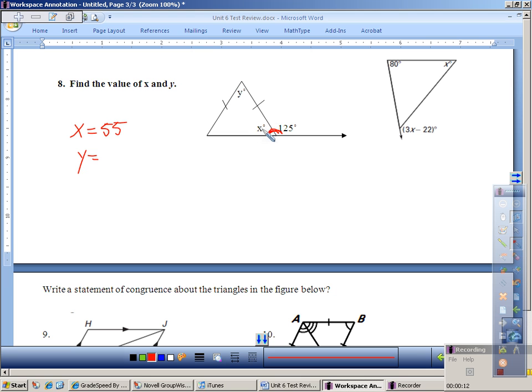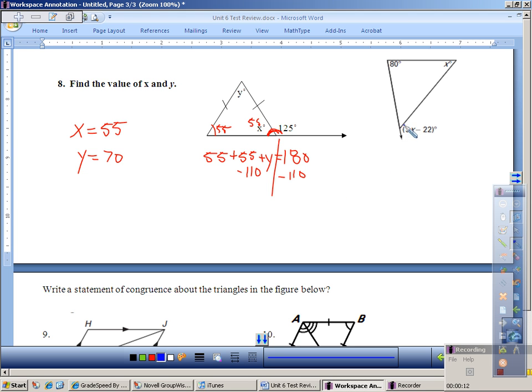Now that I know this is 55, and isosceles, I know this angle is also 55. I know that the three of these will total 180. So y is 70.